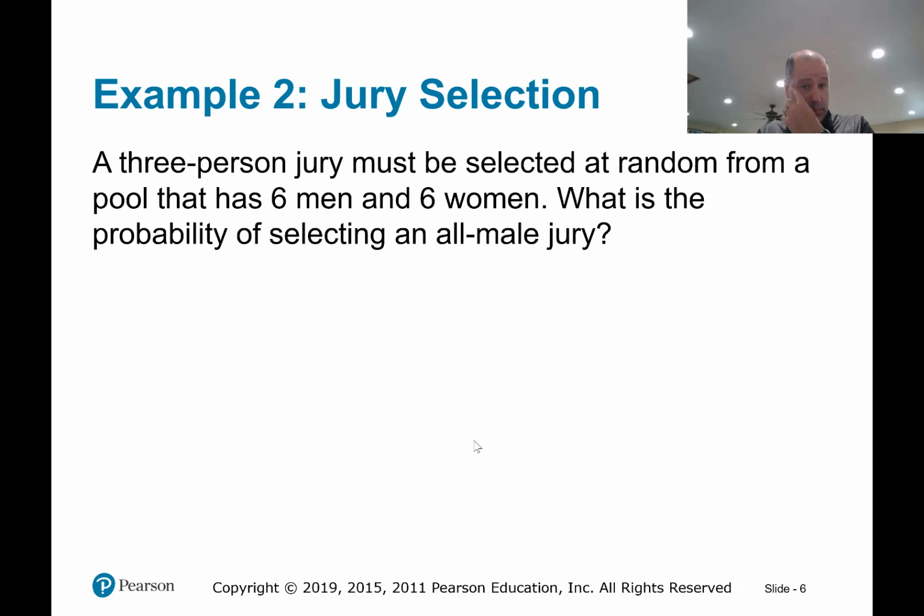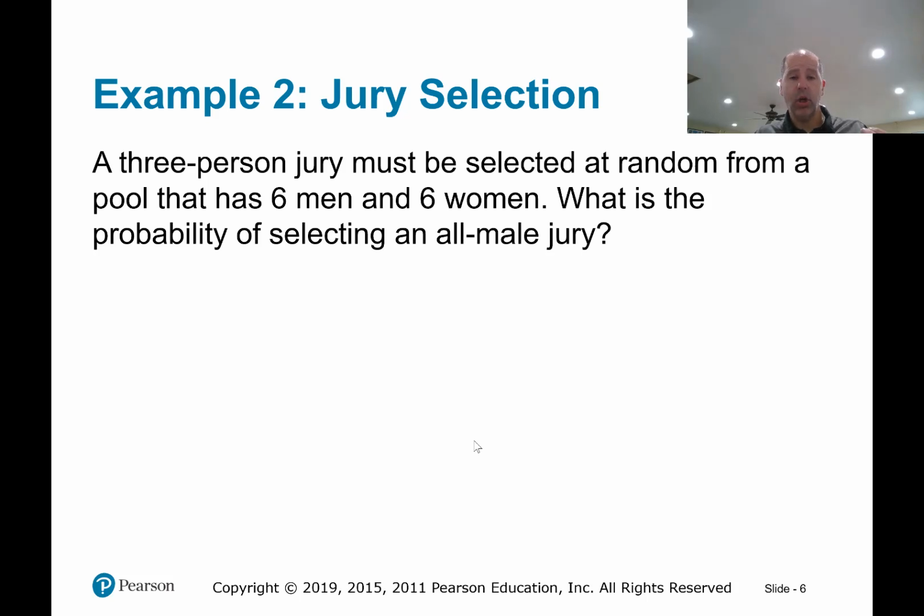So how do we do this? Well, every time we pick somebody, so if we pick a man on the first selection, that changes the probability of getting a man on the second selection, because now we have one less man to choose from. Because once you choose somebody, they're done. They can't be chosen again. Once you're on the jury, you can't choose that person again.